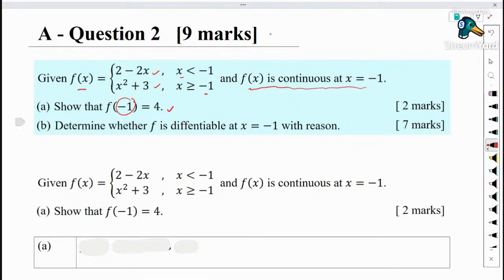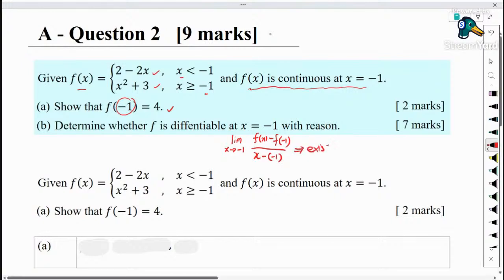And then next, part B, determine whether f is differentiable or not at x equals -1. So what we need to do is test the differentiability at the point x equals -1. In other words, we want to find out this limit according to the differentiability limit: the limit as x approaches -1 of (f(x) minus f(-1)) over (x minus -1). Does this limit exist or not? If it exists, differentiable. If it does not exist, not differentiable.